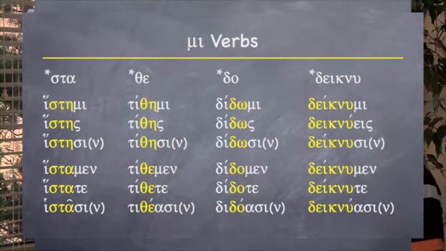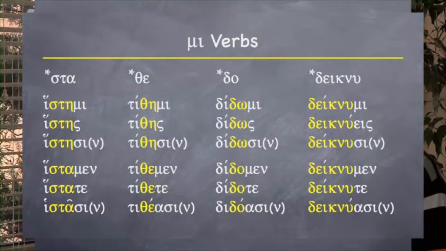You notice I put didomi as a third column, and it's didomi, didois, didosi, with the nu movable, didomen, didote, didoasi, again with the nu movable. Now, what you can see there are all the rules at work, can't you? You've got the reduplication with the initial delta iota. You have the final stem vowel, long in the singular, short in the plural. You have a few alternate endings and a few regular endings. So everything there is what you've already learned.